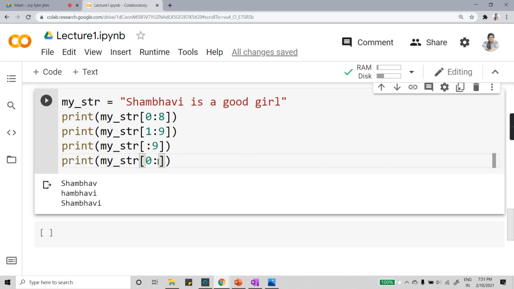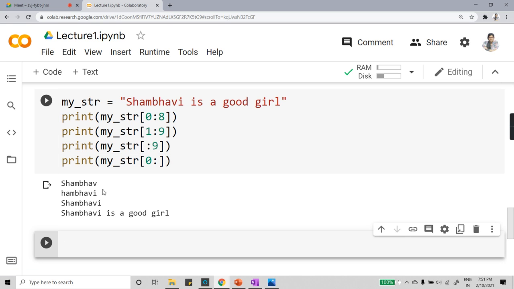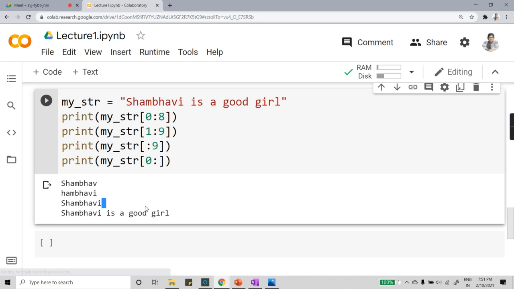Whenever I forget to write the ending index, it will automatically take the ending index as the length of the string. So when I do that, it will automatically take "Shambhavi is a good girl." Fine. So this is the case here.